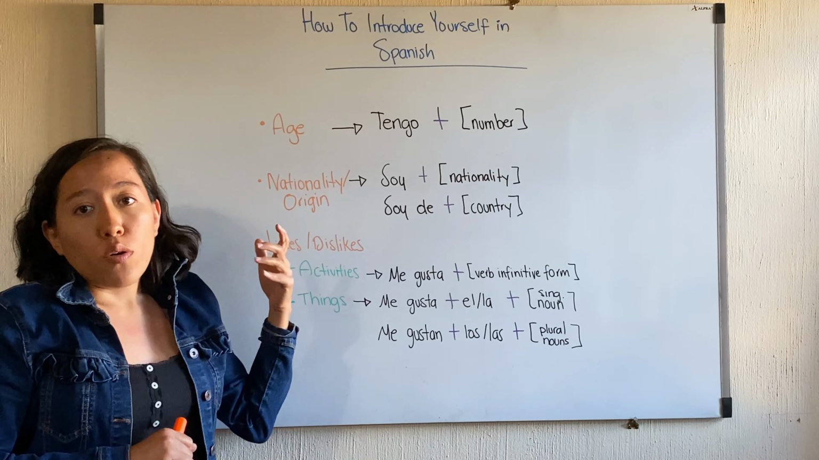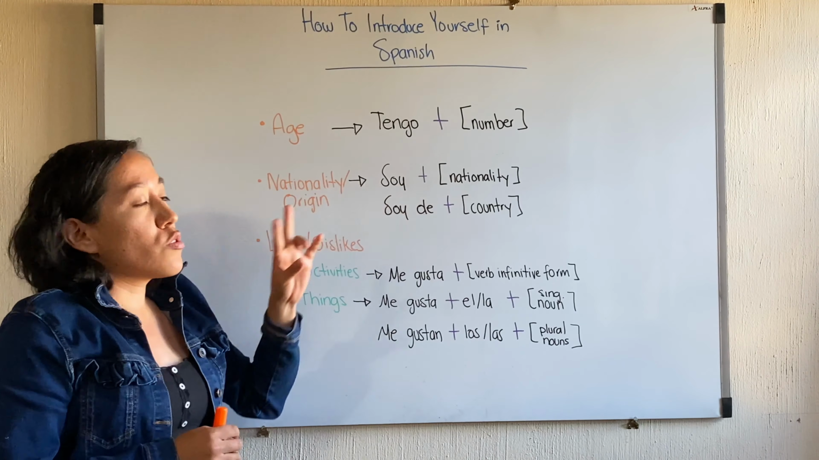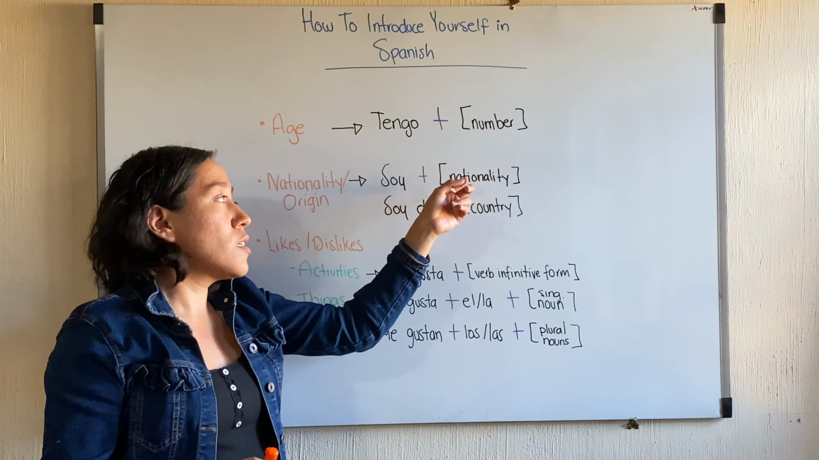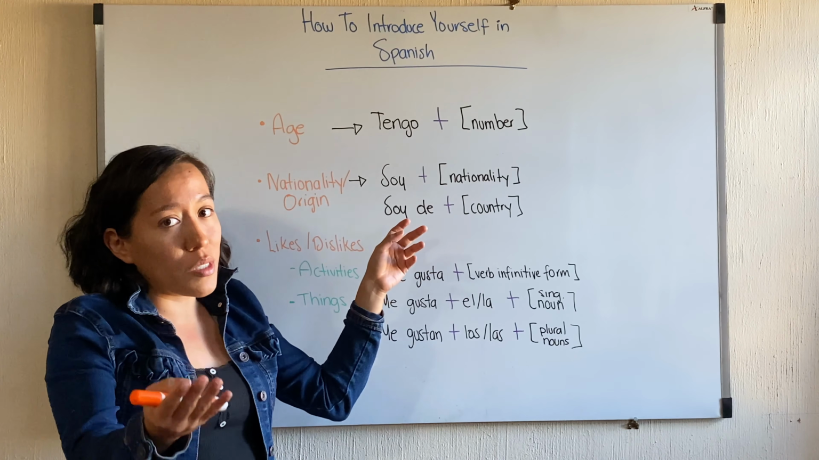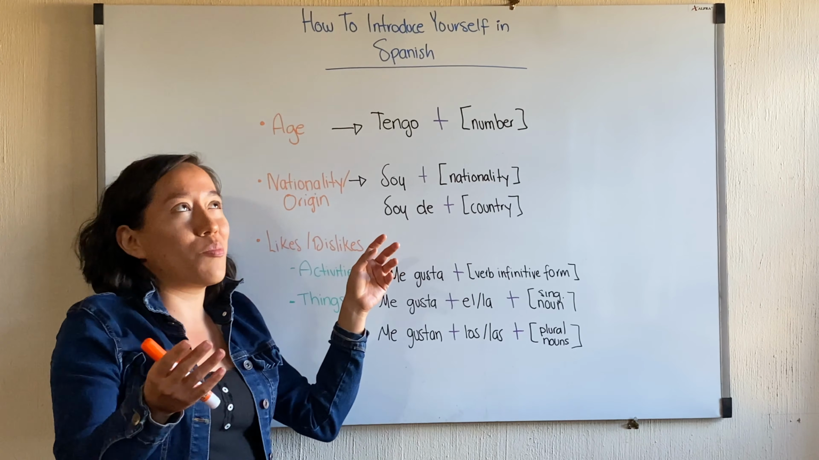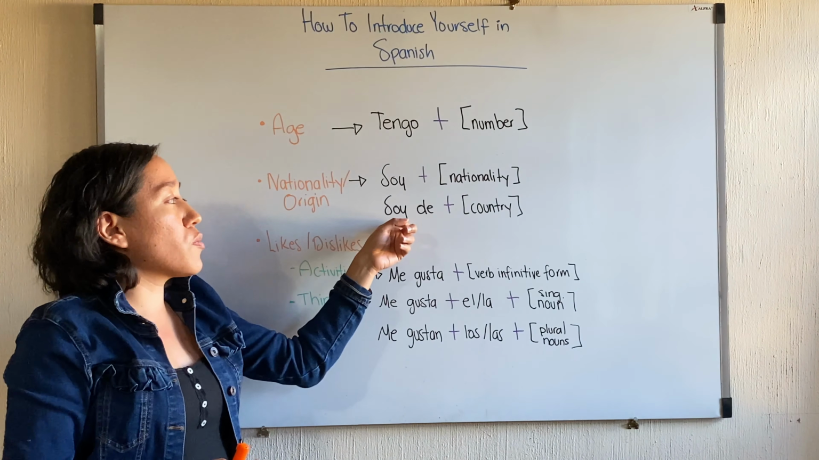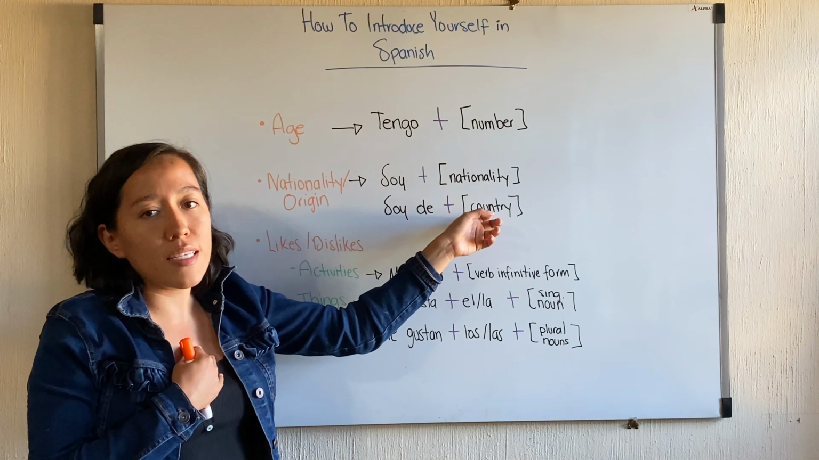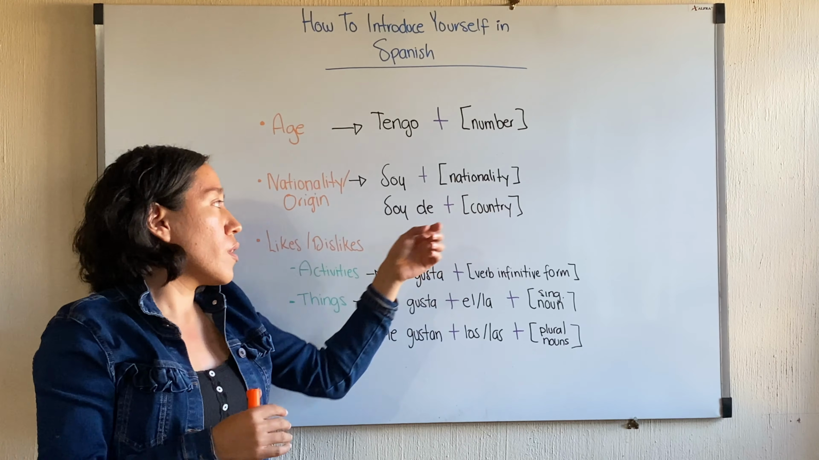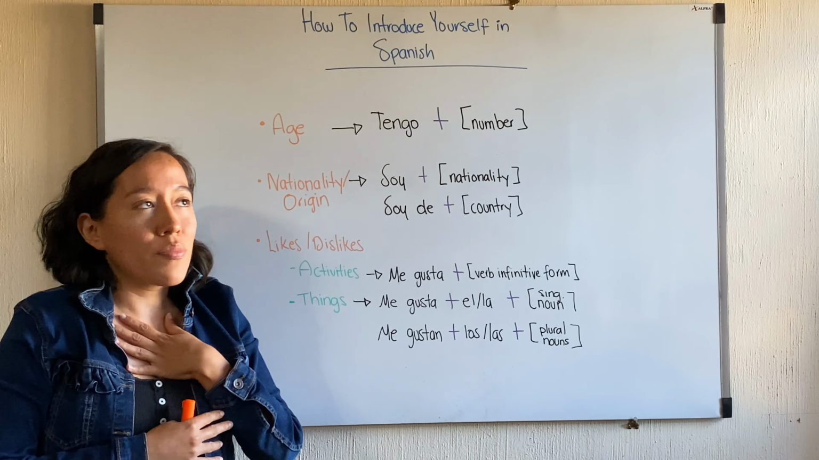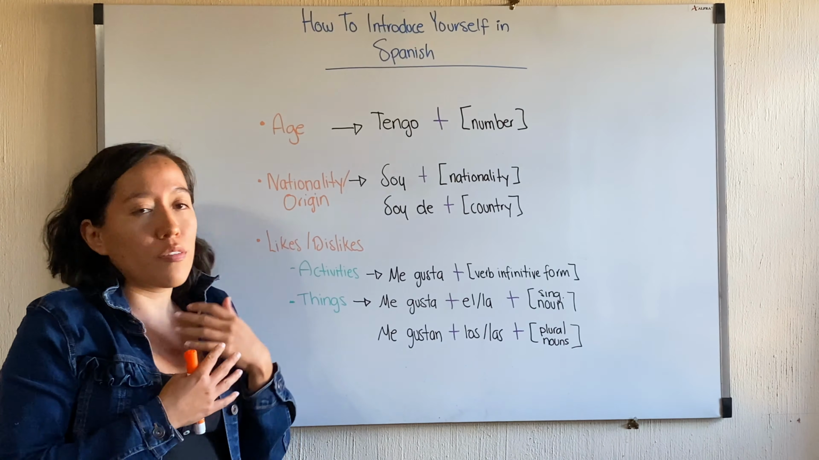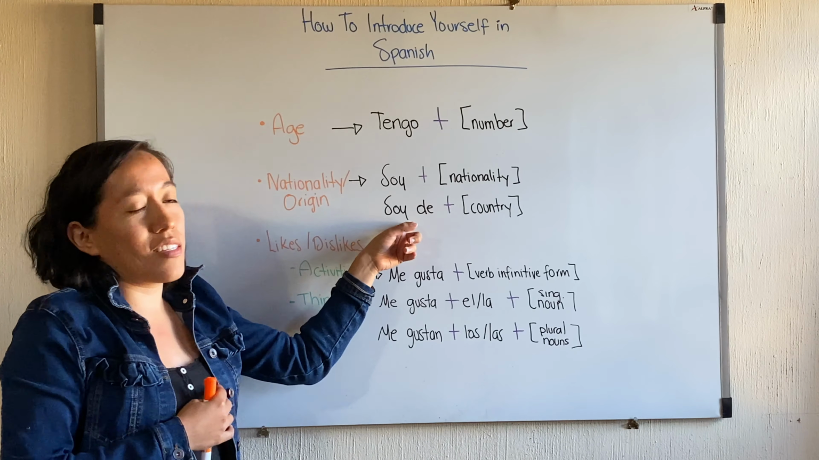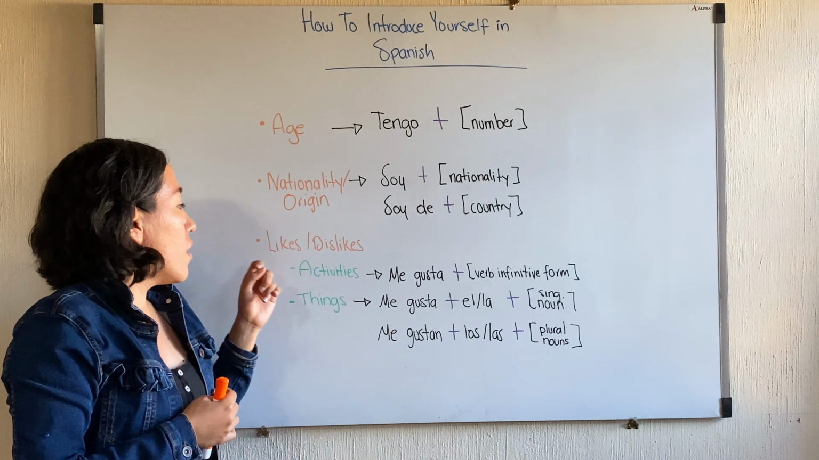As for your nationality, or the place where you are from, you can use two structures. Soy plus an adjective of nationality. Soy mexicana, or soy mexicano if you're a male. If you're a boy, sorry. And this one is a little bit more natural for us native speakers. Soy de plus the country or the city where you're from. For example, soy de Guadalajara, soy de México, soy de Francia, okay? Just keep this in mind. The two of them are good. It's just that this one is a little bit more natural for us.